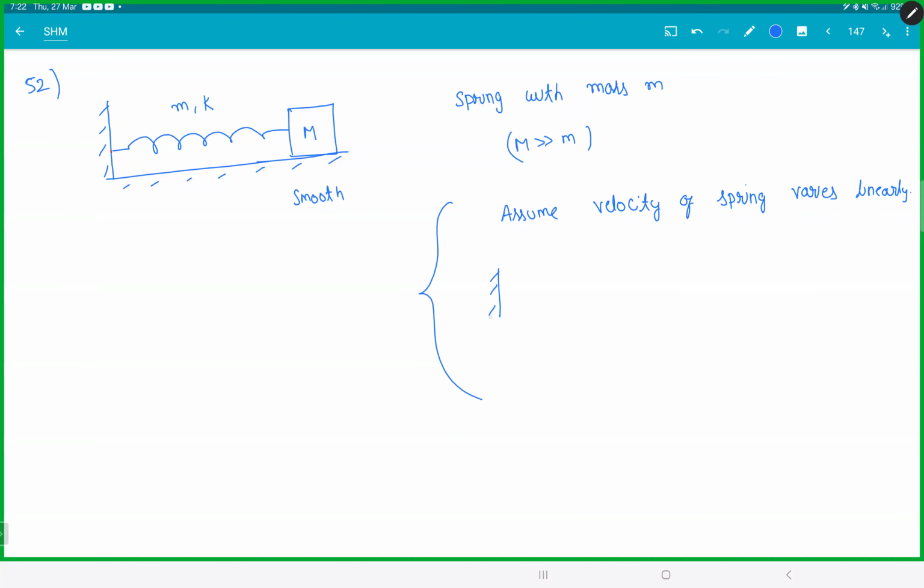So now for this spring, when you say velocity varies linearly, this point has velocity 0. This point is going with v. So at a distance y from here, if you take a small slice, this point will go with velocity, let's call it v dash. So v dash will be v by length L into y. It varies linearly, so every point on the spring will have a different velocity. That is an assumption you need.